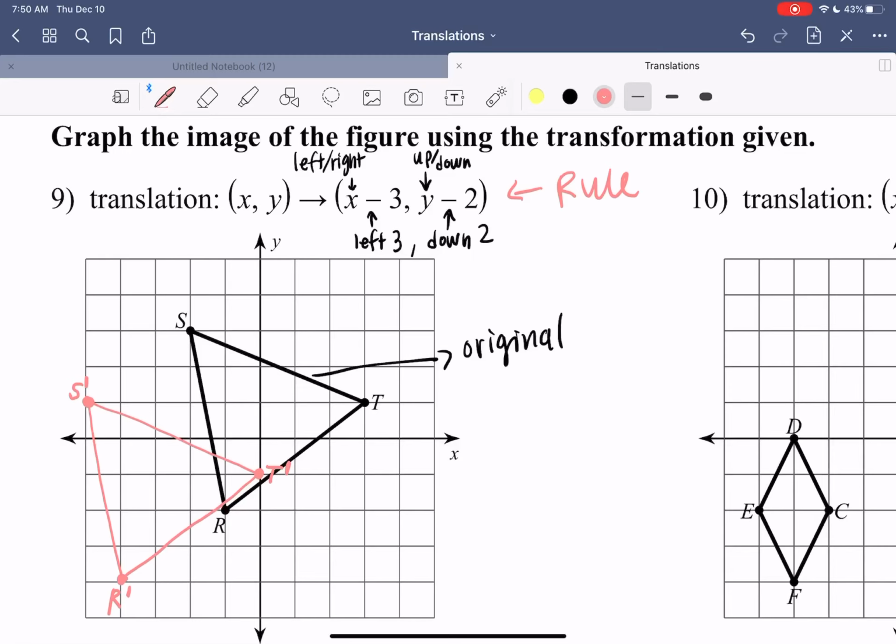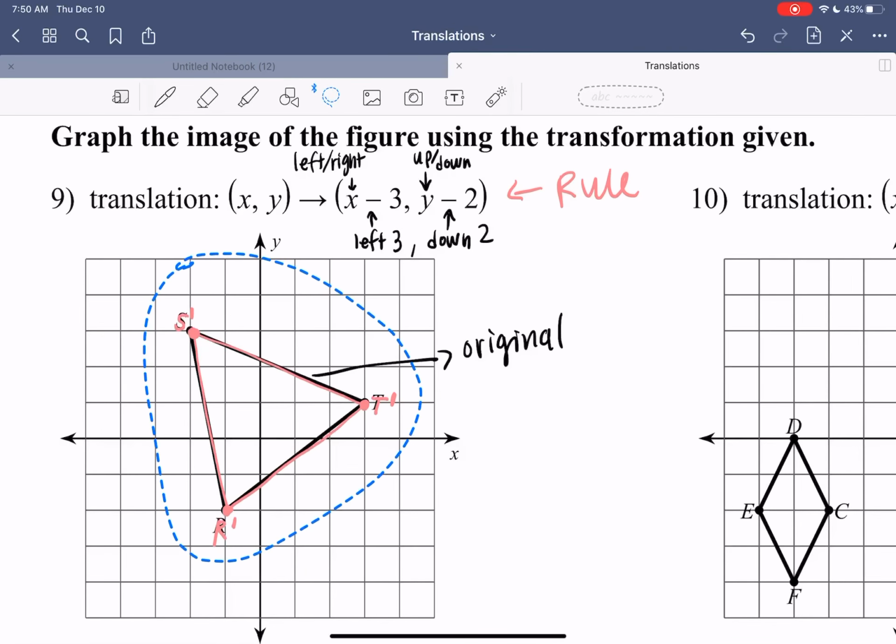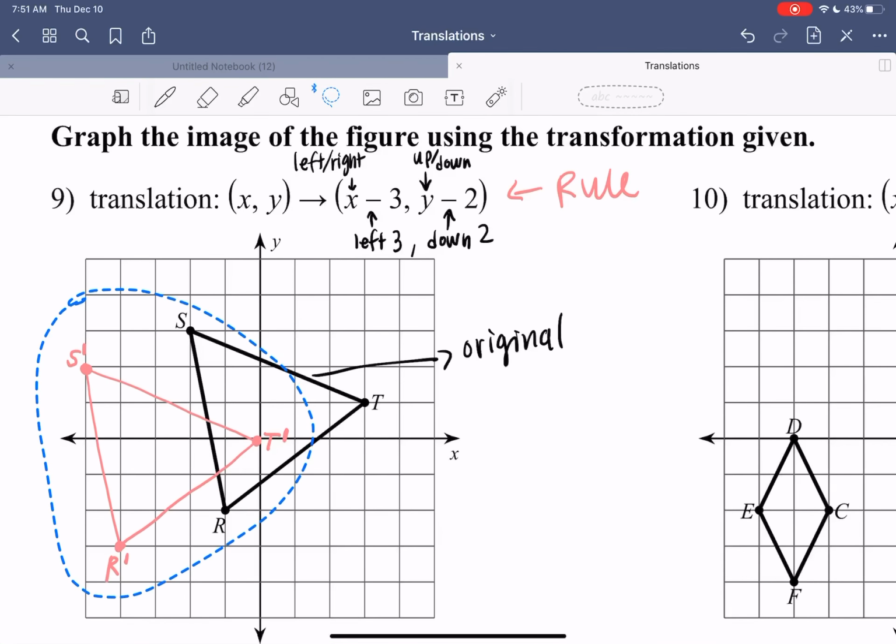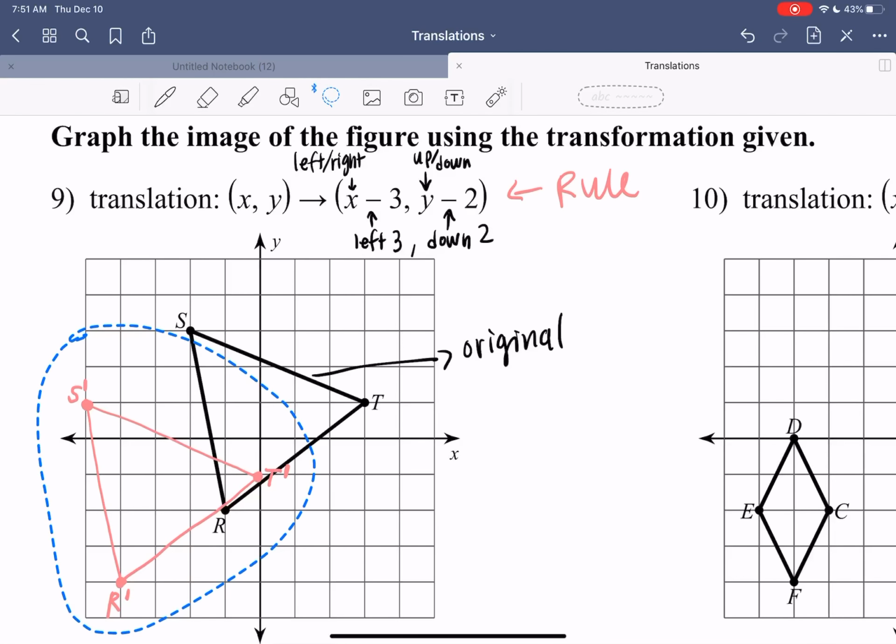So we have translated. I'm going to take my whole shape, and you see how it perfectly fits right over our original shape. So we took our original whole shape and we translated the whole thing left, 1, 2, 3, and down 2, 1, 2. And you see how that moved so nicely together, and that is it.